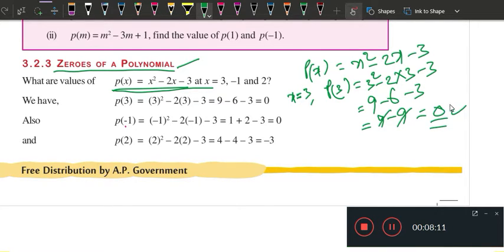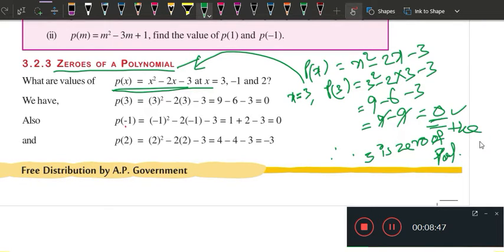Then 3 is the zero of the given polynomial. If the final result is 0, then the given value of x is the zero of the polynomial. So we have to write here, therefore 3 is the zero of the polynomial.